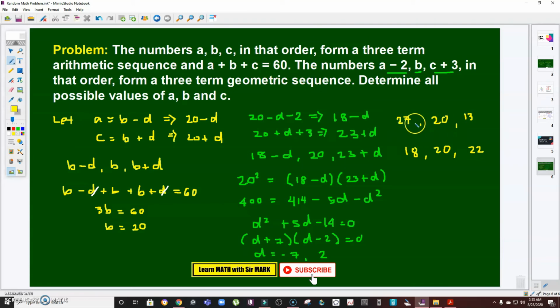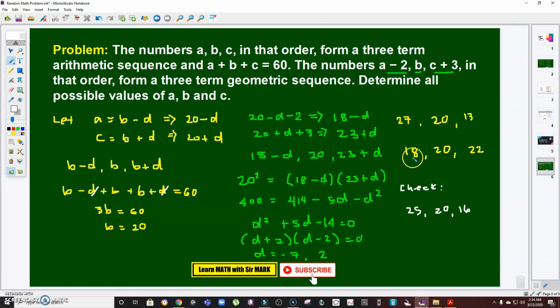Now, the common difference is obvious, so we've checked that. The last thing that we're going to do here is check if it is really a geometric sequence. Let's verify that. If I subtract 2 from 27, that will become 25, still 20, then add 3 to 13, that will become 16. So 20 over 25 is 4/5, and 16 over 20 is 4/5. So, therefore, they have a common ratio, therefore, a geometric sequence.